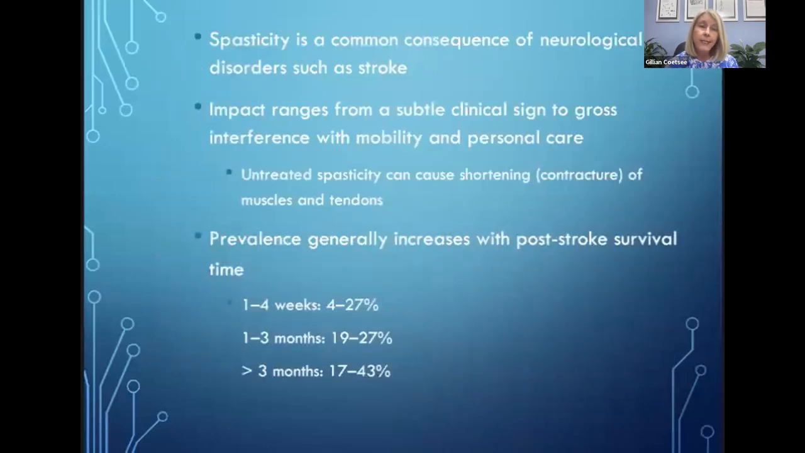We do know that spasticity is a common consequence of neurological disorders, especially strokes, and that the impact ranges from subtle clinical signs to gross interference with mobility and personal care, and that if it's unmanaged, it can lead to complications. The prevalence of spasticity after a stroke increases significantly from month 3 onwards, whereas 43% of our patients are going to end up having increased tone.